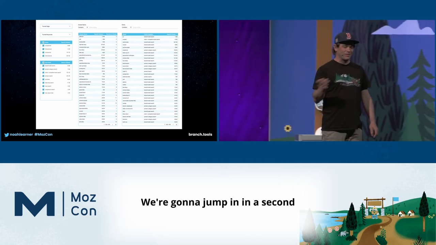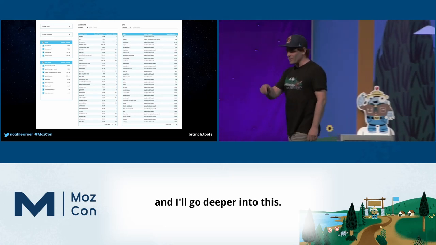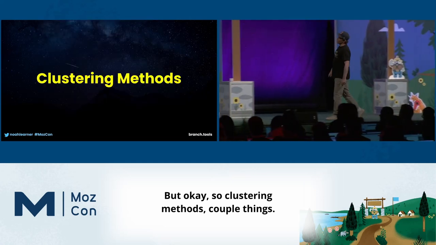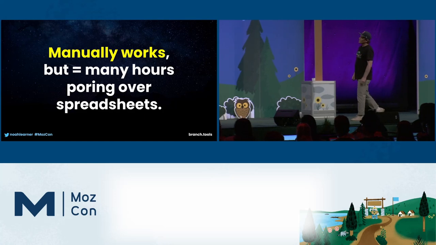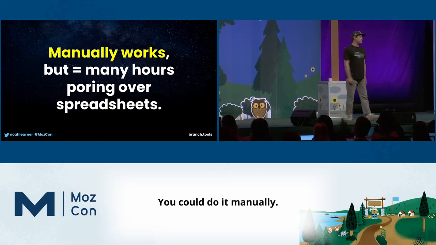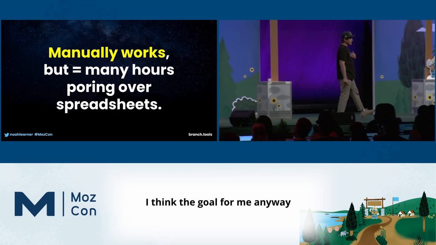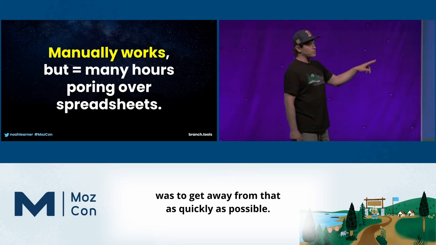Okay, so what are we seeing? We're going to jump in a second. I'll go deeper into this. But first, clustering methods. A couple of things. How do we do it? How do we cluster things? You could do it manually. I think the goal for me anyway was to get away from that as quickly as possible.